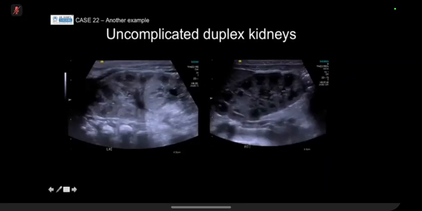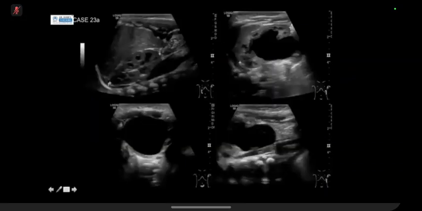Diagnose if they're uncomplicated. So candidate 3, it's your turn again. Do you want to have a go at this case?